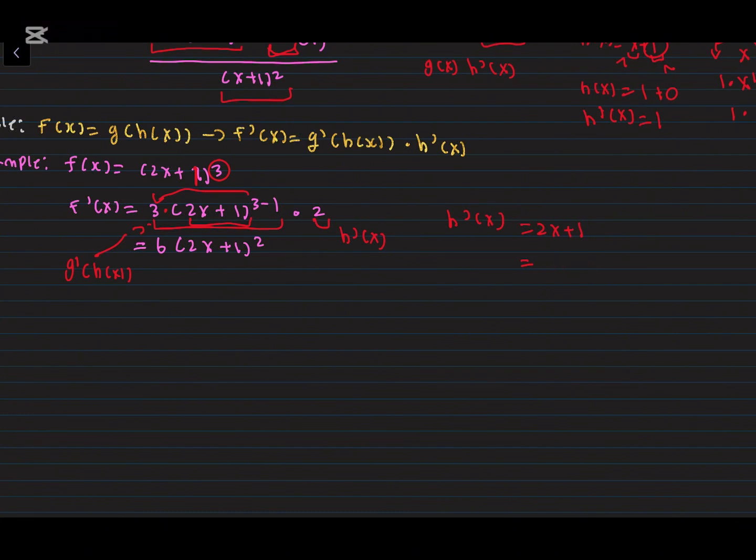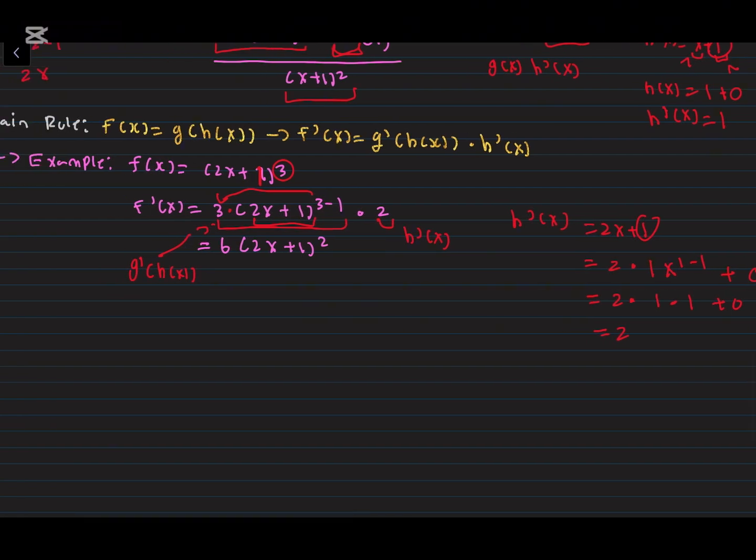We can write this, if we consider the constant multiple rule, as 2 times 1x to the power of 1 minus 1. And again, if we consider the other term as a constant, the derivative is just 0. So this will just become 2 times 1, and we all know x to the power of 0 is just 1, plus 0, so this would just become 2. Which is why the derivative of h of x is just 2.